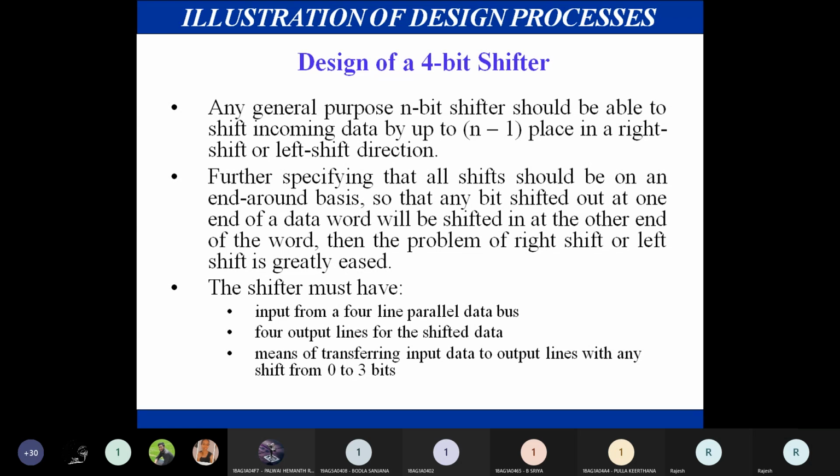So the shifter must have input from a 4-line parallel data bus. It must have output, so 4 output lines for the shifted data. And every time you do the shifting operation, it is a means of transferring input data to the output lines by shifting from 0 to 3 bits. So the 4-bit data can be shifted how many times? 0 to 3. You can do no shift; 0 shift is no shift. 1 shift, 2 shift, 3 shift. So 0 to 3 shifts can be done.